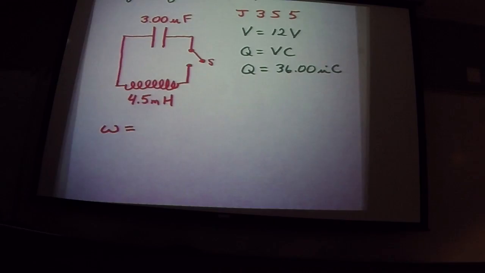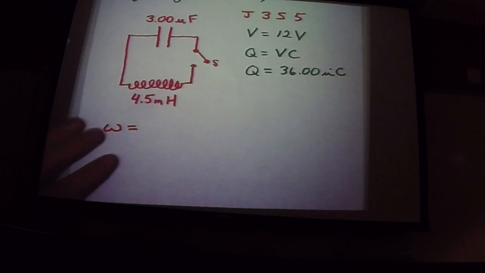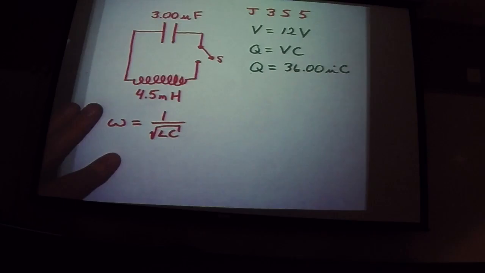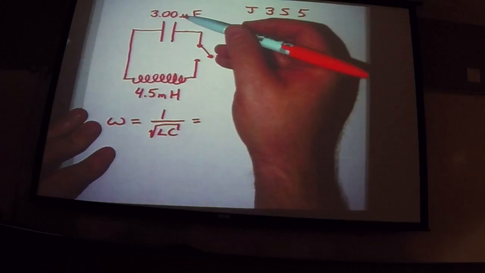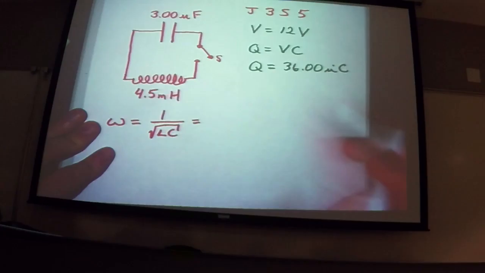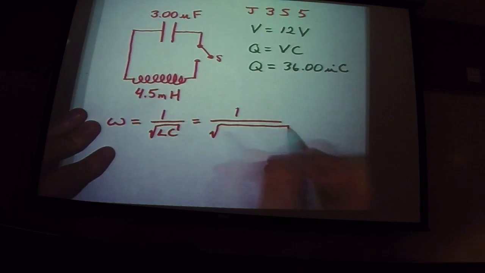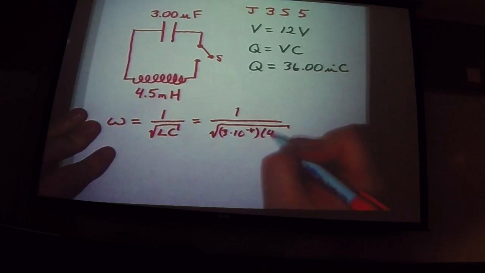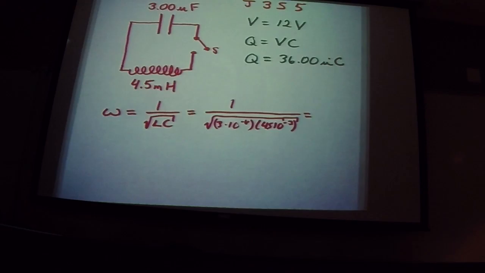That would be angular velocity when the thing is spinning around like this. Angular frequency is just the nature of it, kind of like something going back and forth or moving around in a circle because you're using sines and cosines. So the angular frequency is 1 over the square root of L times C. Now here you have to convert all your megas and micros. So it's 1 over the square root of 3 times 10 to the negative 6, times 4.5 times 10 to the negative 3.